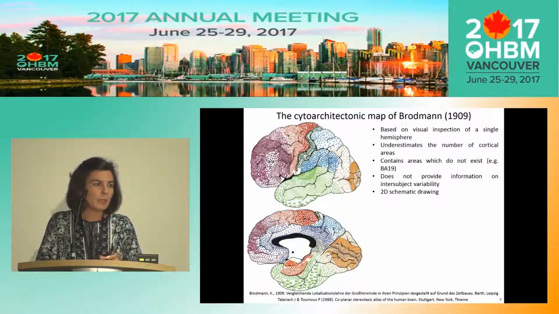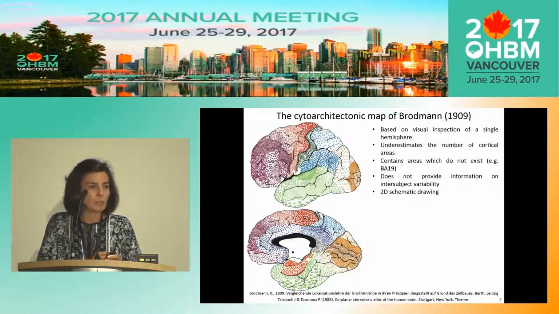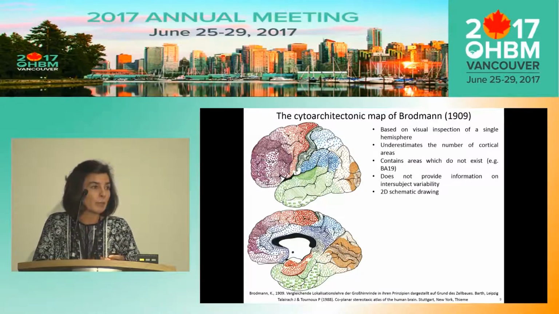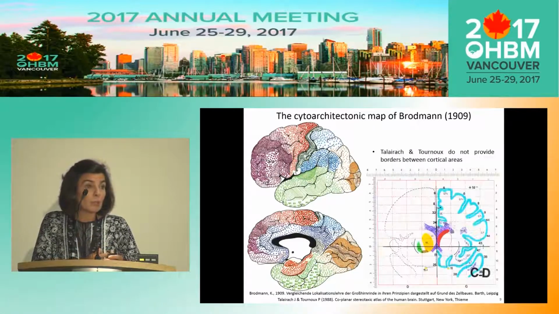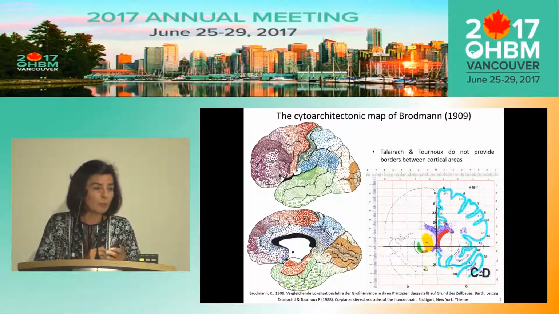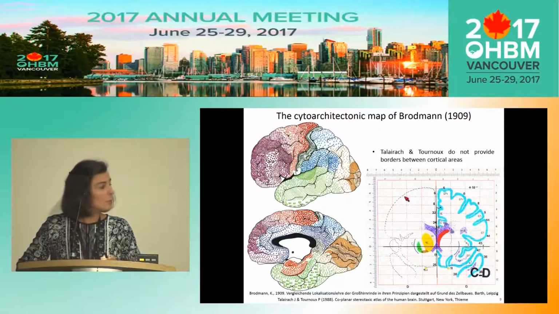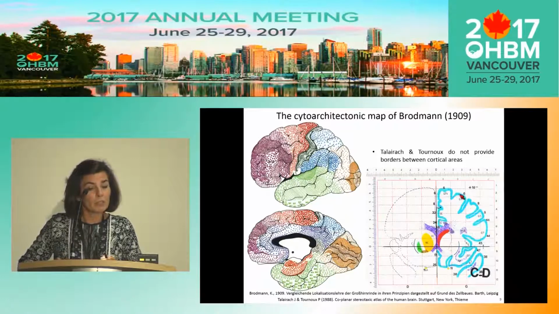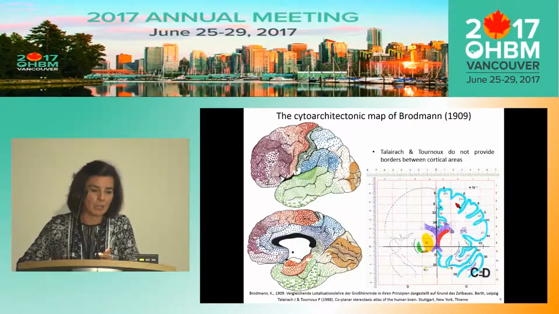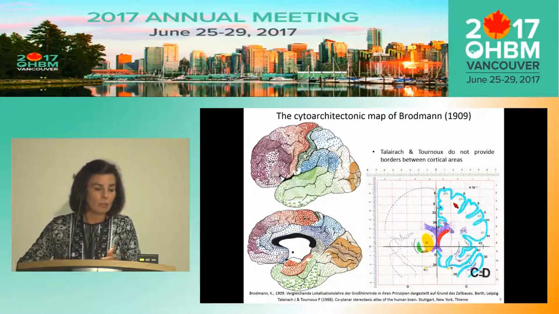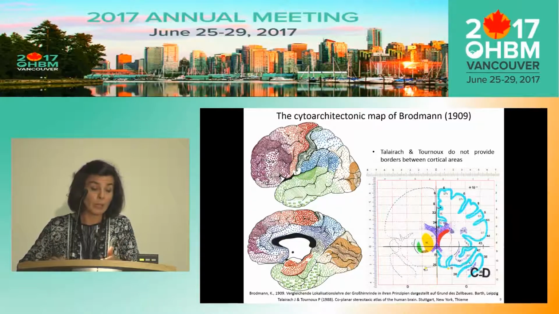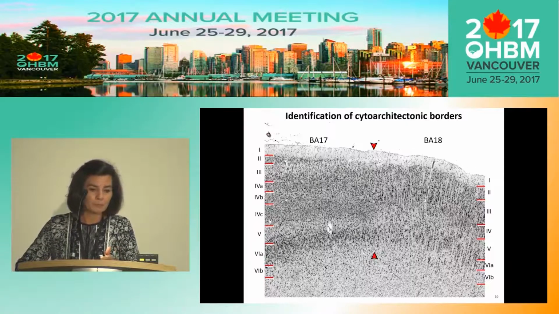And the other problem is that Brodmann's map is a two-dimensional schematic drawing, and the brain is three-dimensional. Now, you might argue that Talairach and Tournoux brought Brodmann's map into 3D, so that problem's also been solved. But if you look at their drawings carefully, you can see that, okay, they identified Brodmann's areas on the tips of the gyri, but they actually did not show the position of the borders between these areas. So that's why we need to create a new map of the brain.